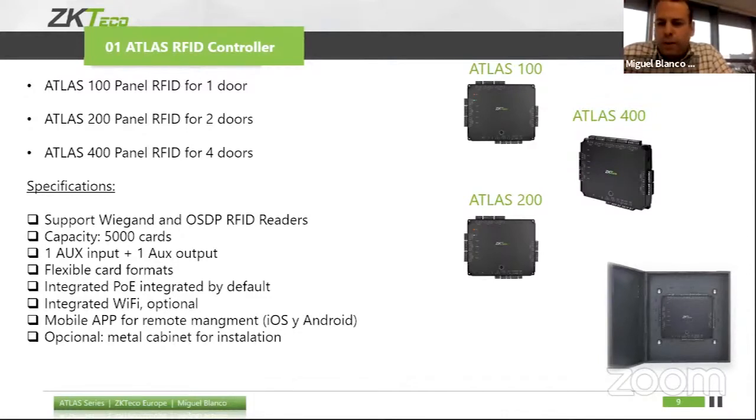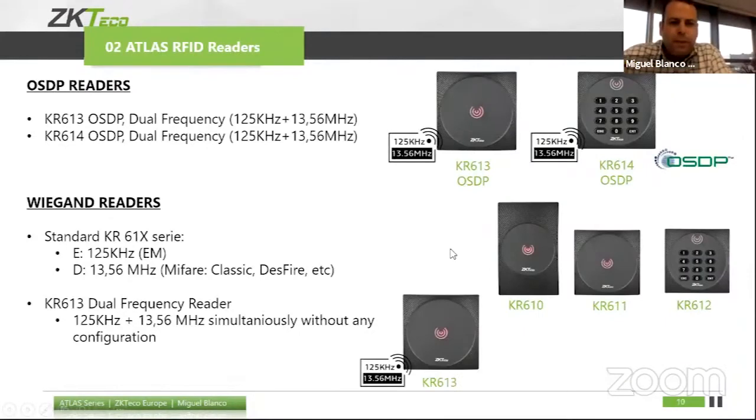And optionally, we can provide a metal case for installation. You can see the metal case here on the right. These are the different RFID options that we have. At ZKTeco, we have a lot of RFID readers, but we chose only a small part of them to simplify the solution for Atlas. The readers that we are now promoting and recommending are the OSDP readers.